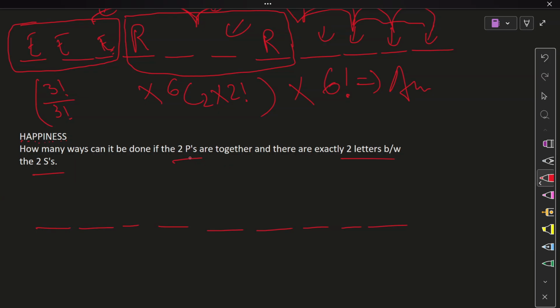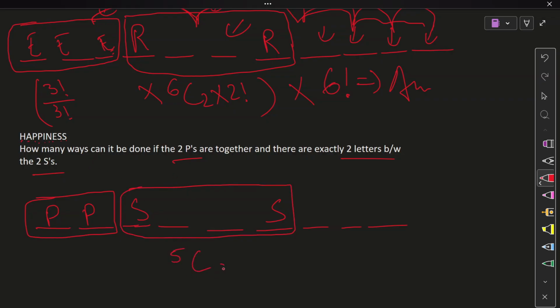First, satisfy the criteria. Two P's are supposed to be together. This is a special question, you'll know why. Box them up, and there are exactly 2 letters between the S's. One S here, then two letters, then one S here. Bada bing, bada boom. Box them up. That's 4, and 9 minus 4 is 5.